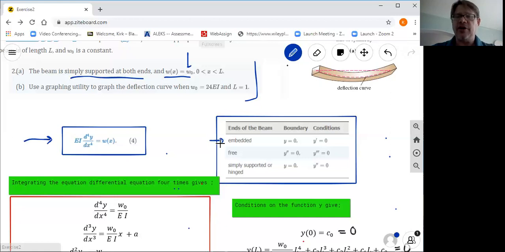But a third scenario that it mentioned is what's called a simply supported or hinged boundary condition. And that's the one that we're going to be working with in this particular problem. The beam is simply supported on both ends. And so what does that translate to? We can see it right here.